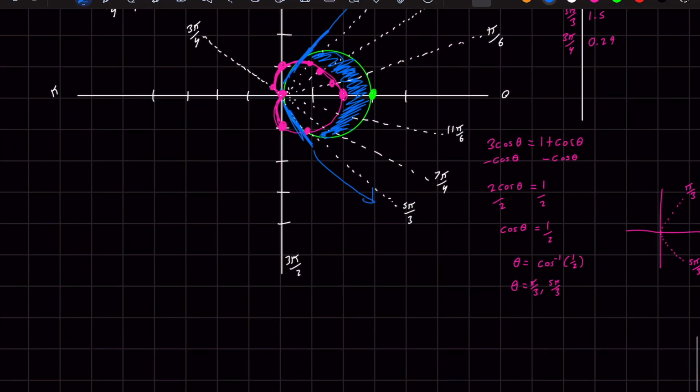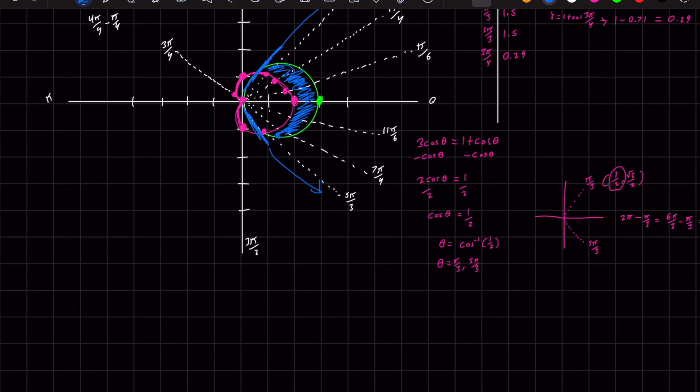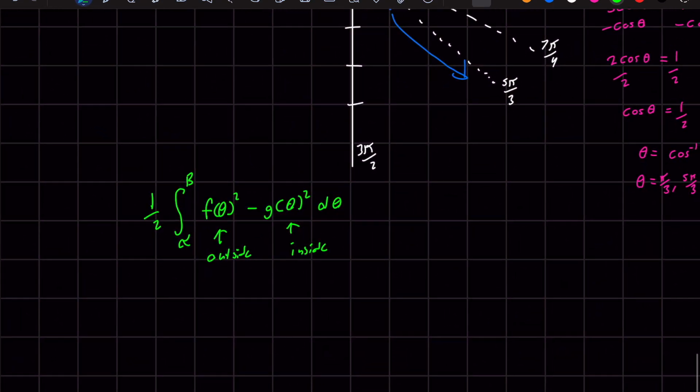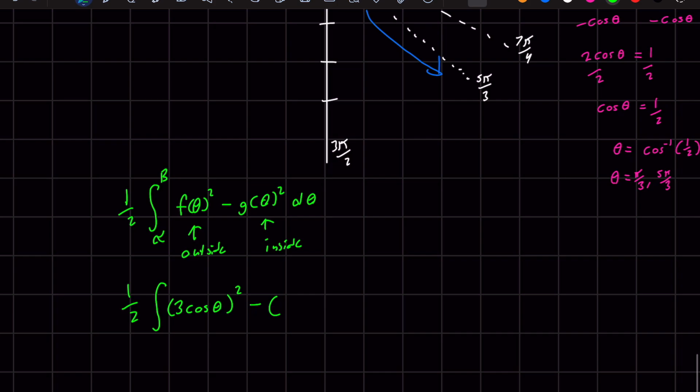So now we're going to use the formula to find the area between two polar curves. Now this formula is going to be 1/2 times the integral from alpha to beta, right? These are polar bounds. And we're going to have f of theta squared minus g of theta squared d theta. Now, f of theta is our outside curve, and g of theta is our inside curve. So what's our outside curve? Our outside curve is a circle. You see, that's on the outside of our area. So our outside curve is our circle, which was 3 cosine theta. So we're going to have 1/2 of 3 cosine theta squared minus our inside curve, which was 1 plus cosine theta, 1 plus cosine theta squared d theta.